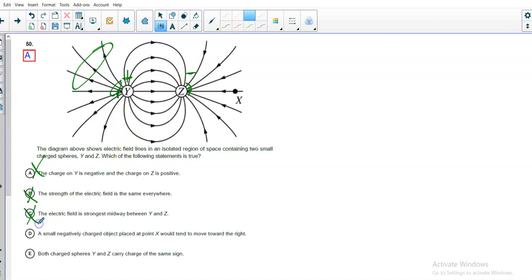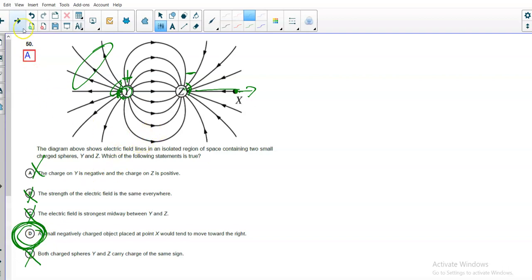So I'd say no. A small negatively charged object placed at X would tend to move to the right. Okay, so if I'm a little negative one, yes, because I'm going to be repelled by Z, which we've already determined must be negative. And that's going to be a stronger repulsion than the attraction by Y, because Y is farther away. And they don't carry the same sign. They're definitely opposite. So it's got to be D.